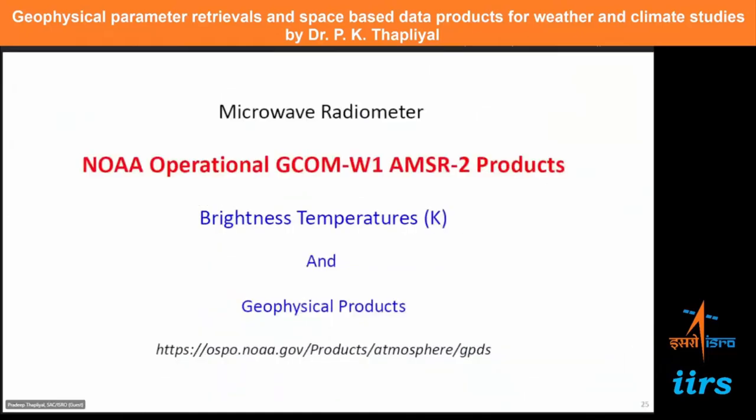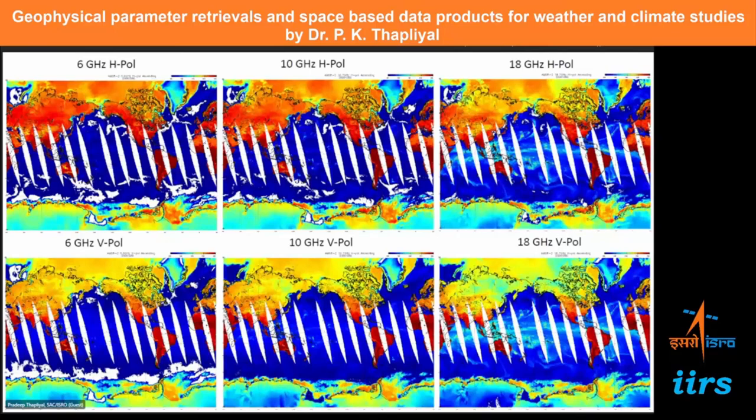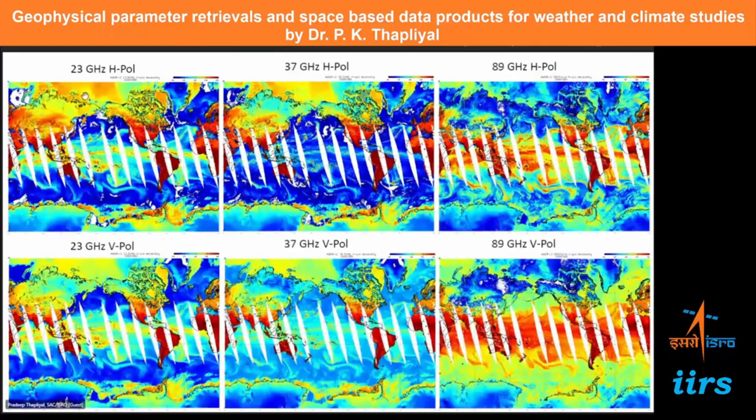Now I'll quickly summarize some of the other parameters which you can get from a microwave radiometer. As I told you, different frequencies have different information. 6 gigahertz has maximum information on surface temperature, that is sea surface temperature or land surface temperature. 10 gigahertz has some information on sea surface wind speed. 18 gigahertz has some information on water vapor. You can see over ocean, wherever there is water vapor, a different shade of color. Then 23 gigahertz is strongly absorbing for water vapor, so again you can get water vapor from 23 gigahertz.